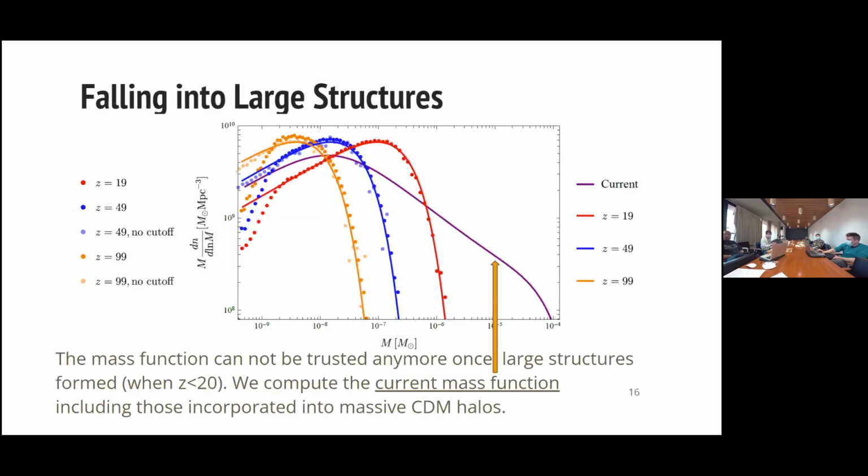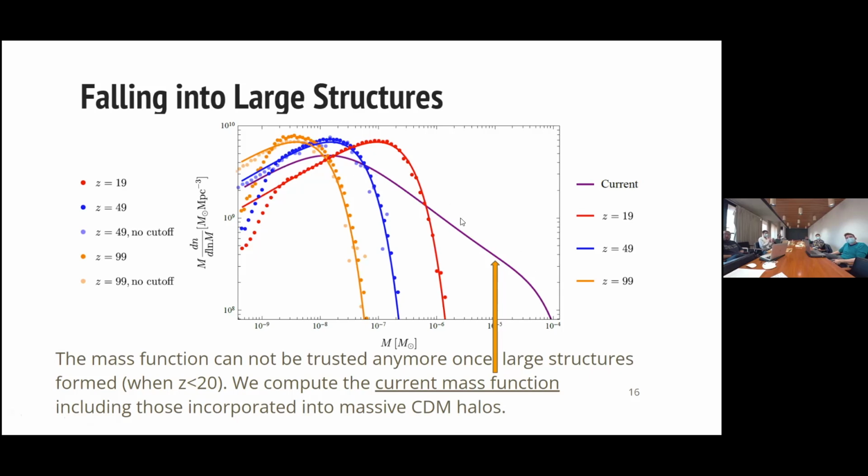As I said, we have a small box simulation, and this small box simulation doesn't know anything about the adiabatic fluctuation, and this mass function cannot be trusted anymore once large-scale structures start to form, which is happening around redshift 20. So you have to think about a way to include both, and we compute the so-called current mass function, including those incorporated into massive CDM halos, which is given by this protocol.